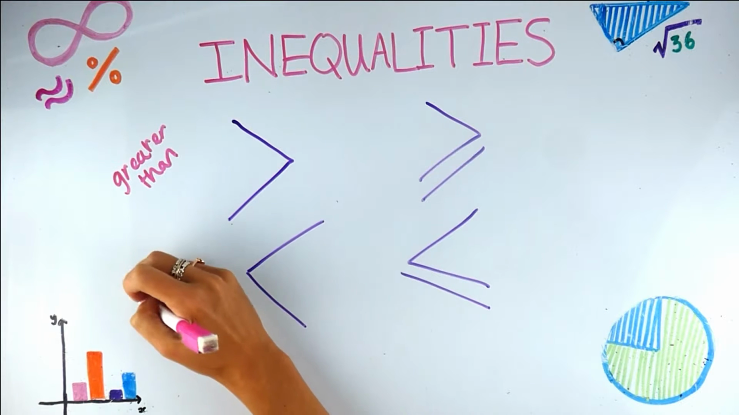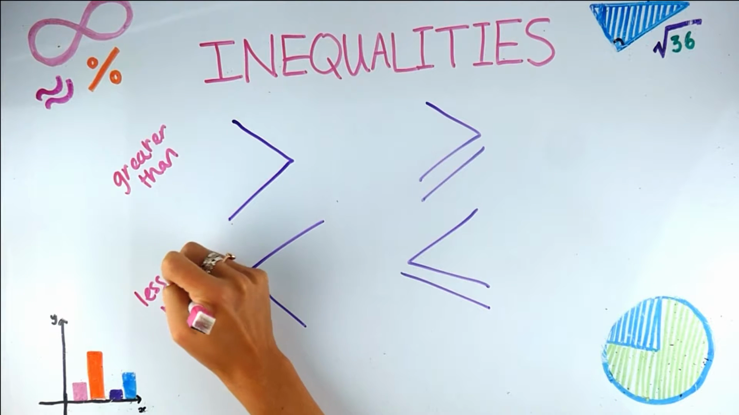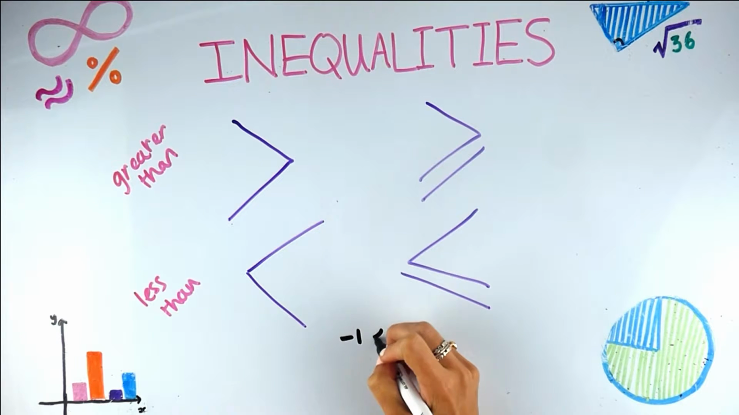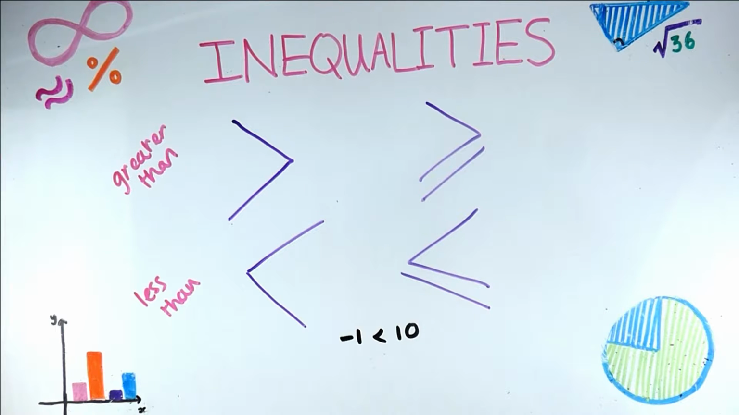Then we have the opposite, less than. As you can see, it's got the small side, so I could say that -1 is less than 10. That's saying that -1 is smaller than 10 because it's got the small side. Or you can look at it the other way and say 10 is greater than -1 because it's got the big gap. So what are these ones with an extra line then? What's that about?